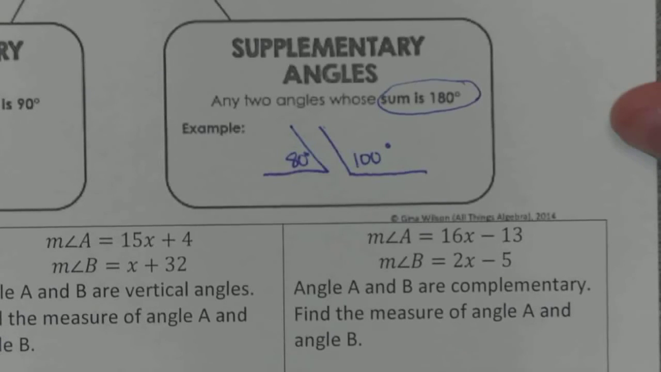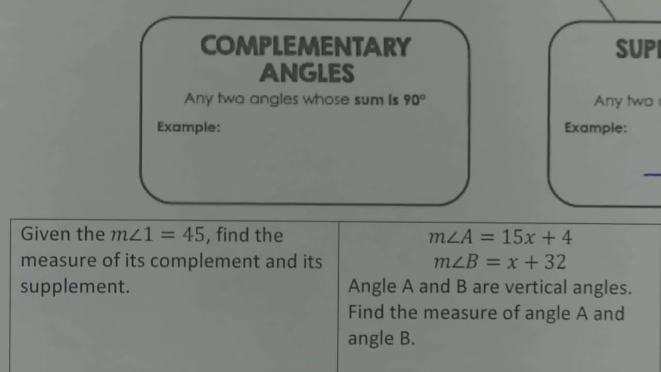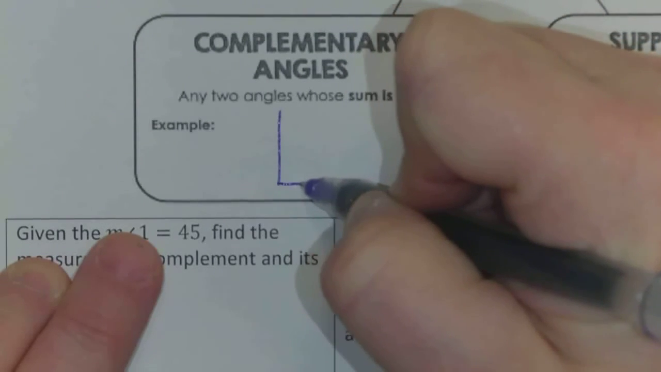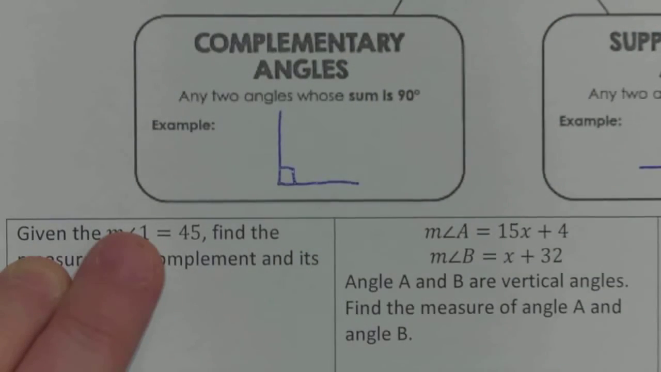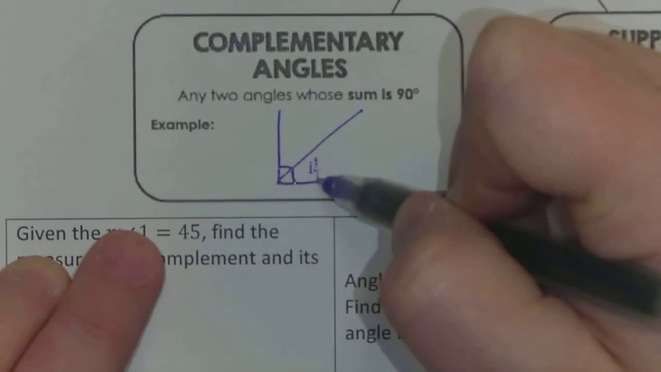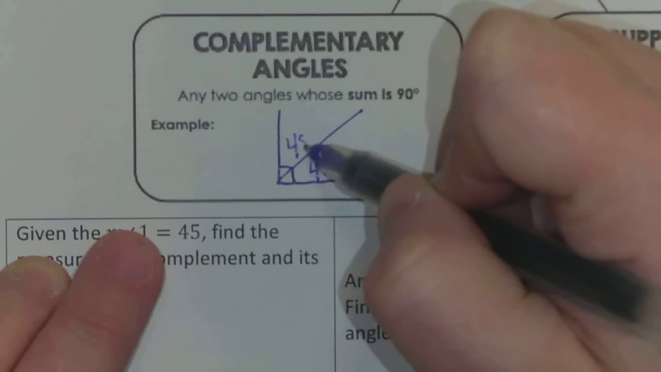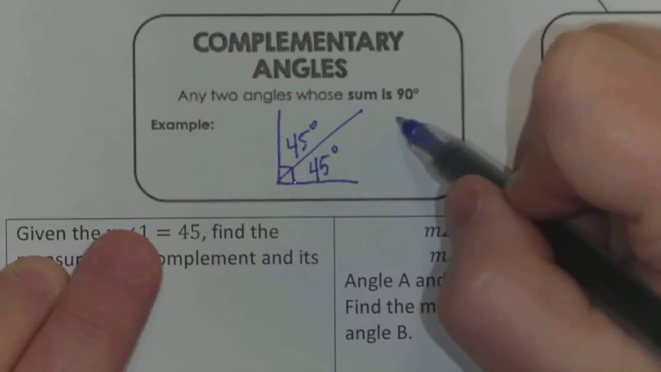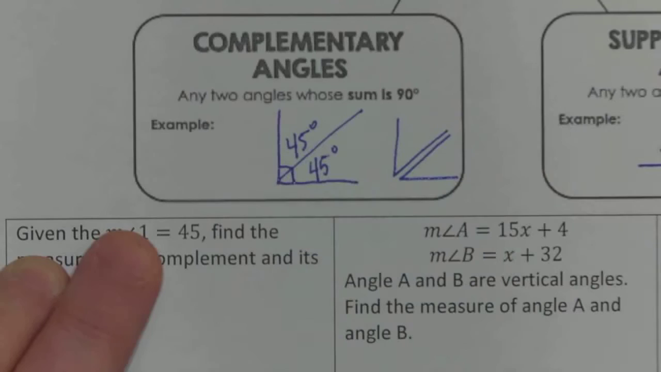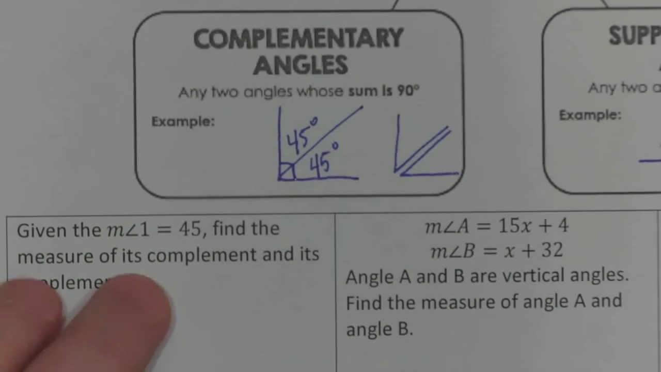Is this seeming like a review? You've heard this stuff before? Maybe? Kind of? All right, so complementary then are any two angles whose sum is 90 degrees. 90-degree angles usually form that right angle together, right? Like 90 degrees, just like that. So you could have it split in the middle like this and have this one be 45 degrees and this one be 45 degrees. But they don't have to touch each other. You could have two angles that don't touch each other that would add up to 90 degrees. So they don't have to necessarily be right next to each other. They just have to add up to 90 degrees.